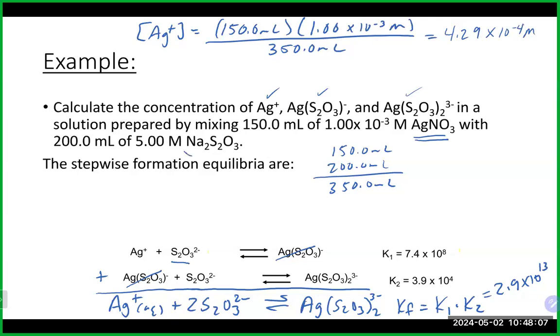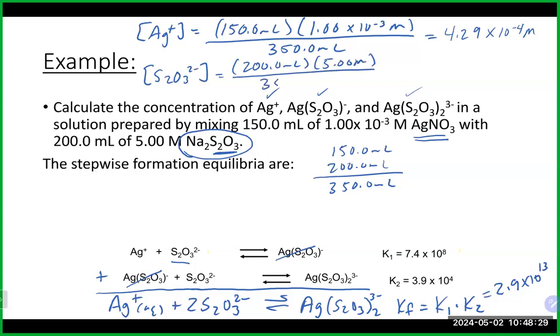Now, obviously, this guy right here is our source of our ligand. So the concentration of our ligand in this case will be found by a similar calculation. We're using 200 milliliters of that guy. Its concentration is 5 molar. And again, it's the same 350 milliliters once we mix them together. So we'll do 200 times 5 divided by 350. That's going to give us 2.86 molar.